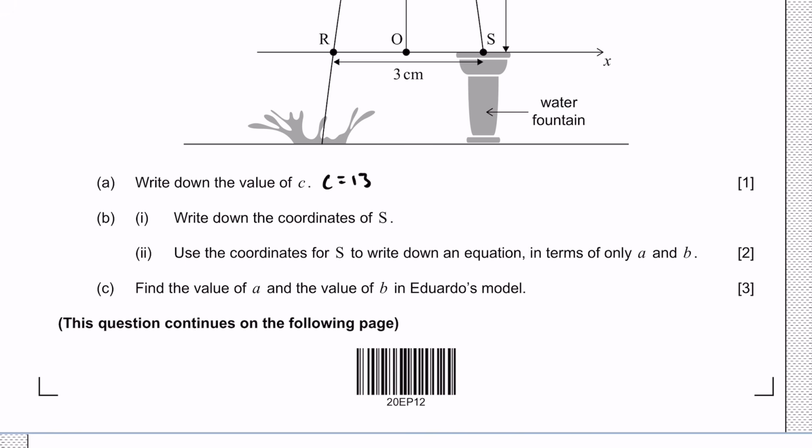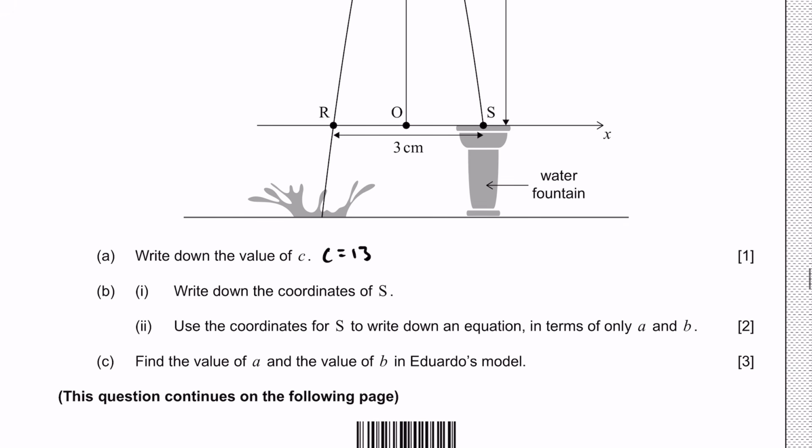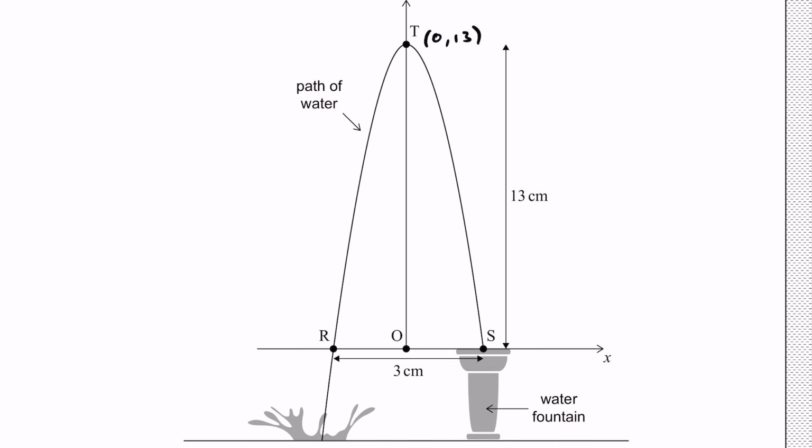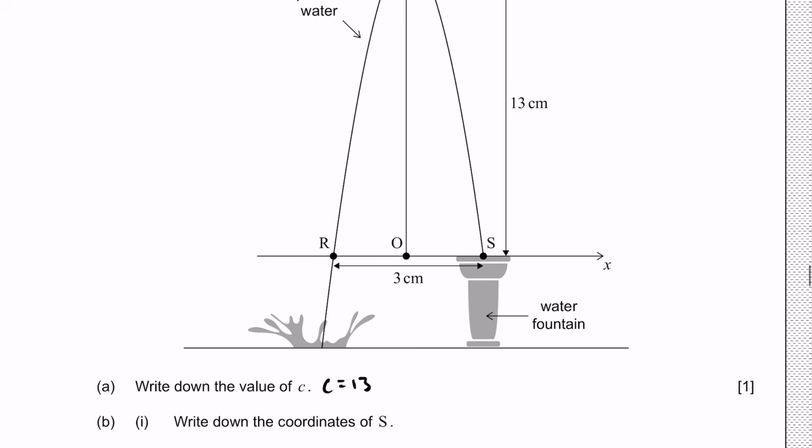Part 1 of B, write down the coordinates of S. Kind of a nice question. They told us that the distance from the water fountain, the nozzle, to the point of impact is 3 centimeters. The vertex is on our axis of symmetry, which divides our parabola in 2 equal halves. So if this is 3, then this right here is equal to 1.5, as is this. If this is x equals 0 at the origin, here we're still horizontal with the ground, but we have moved to the right 1.5 units. So the coordinate of S is 0, 1.5.